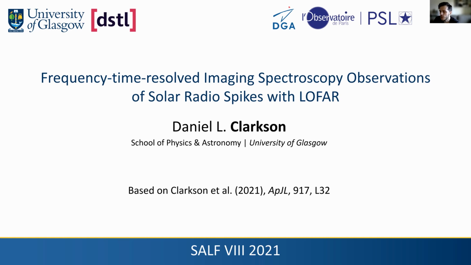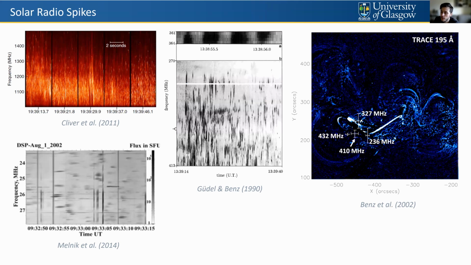So solar radio spikes are short duration, narrowband bursts, and they're a signature of the non-thermal electrons that have been accelerated in solar flares. They're indicative of processes that are occurring on millisecond timescales, so they're often used as an indication of the energy release period itself.